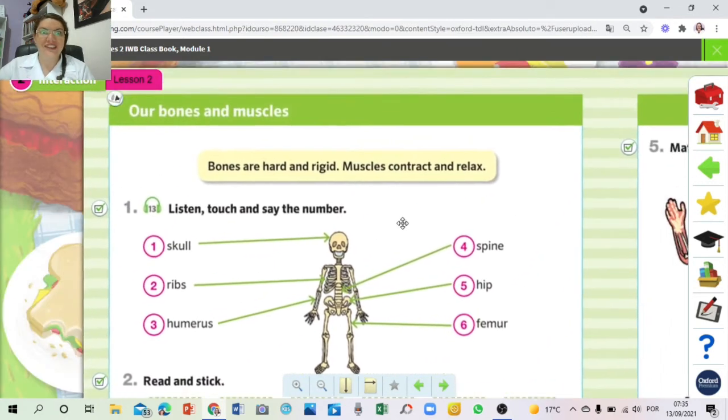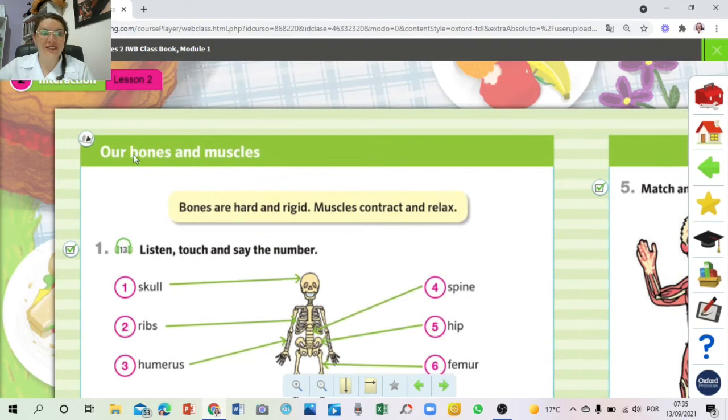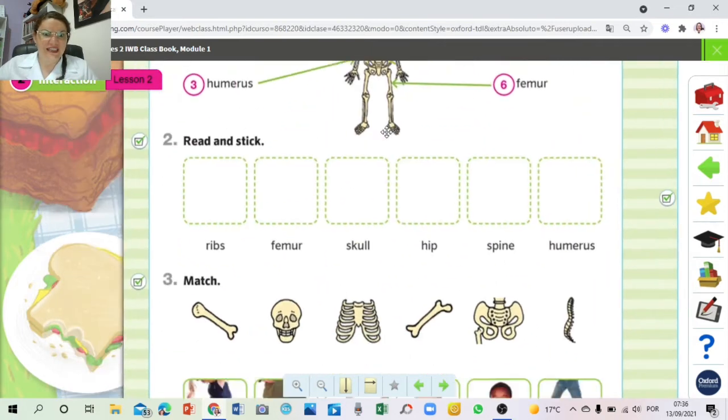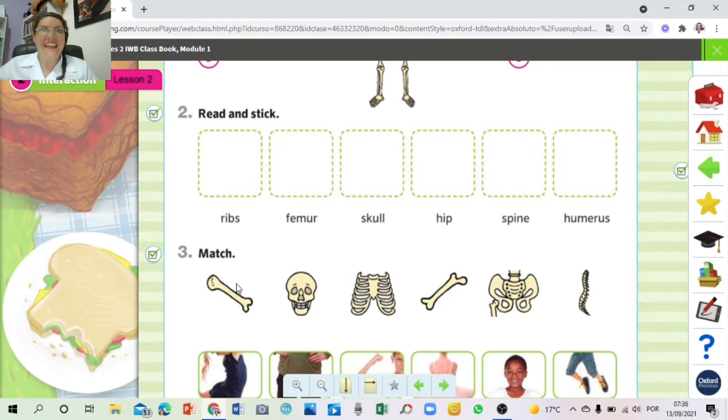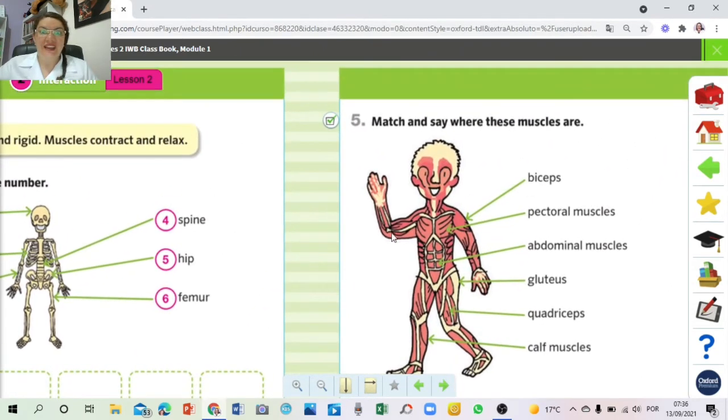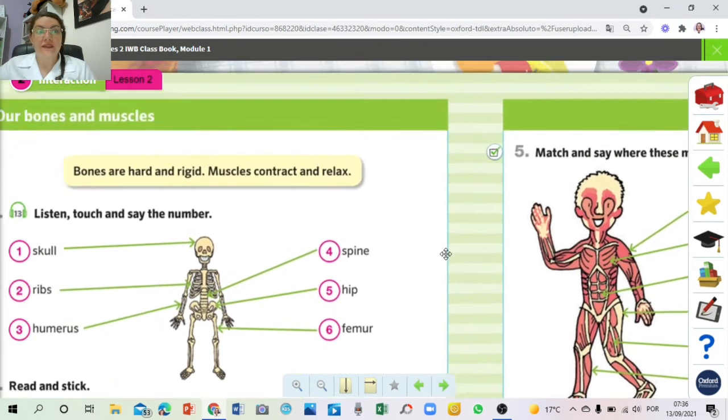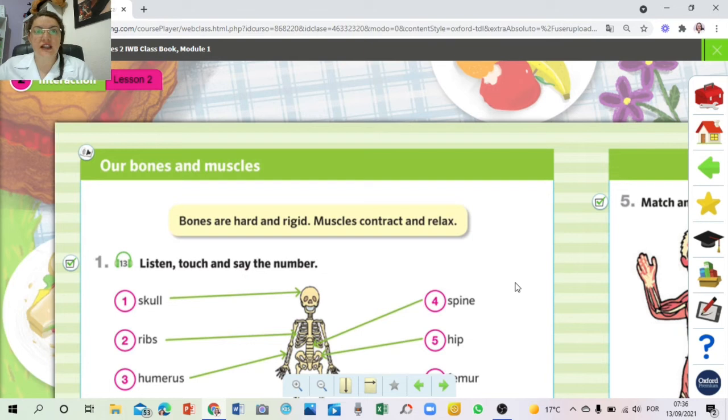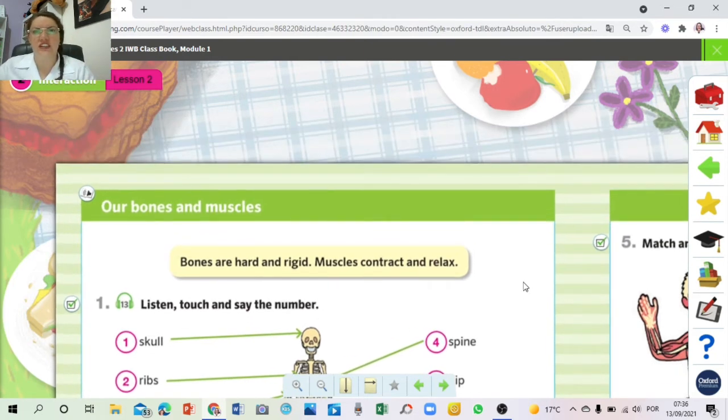Great. Today we are going to talk about our bones and muscles. Hoje nós vamos falar sobre o quê, guys? Our bones. Look, this is a bone. Yes, bones and muscles. These are muscles, músculos. Yes, exactly this. Now, we will start this class with a very important information. Let's listen.